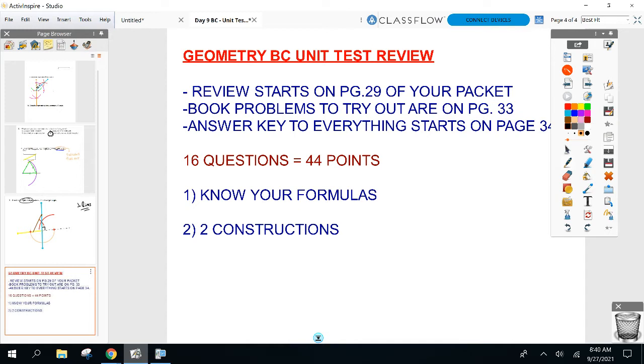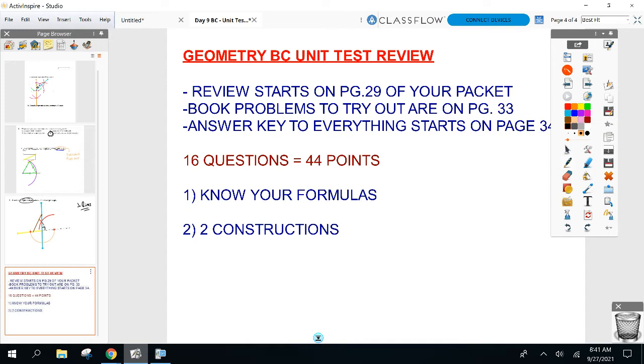Even if you got one wrong, you can see why we provided the work. And the answers to the textbook are all the way on the last page. So everything's there for you. You do not have to go on Google Classroom for anything. The questions, the textbook questions, and the answers to everything are all right there for you.